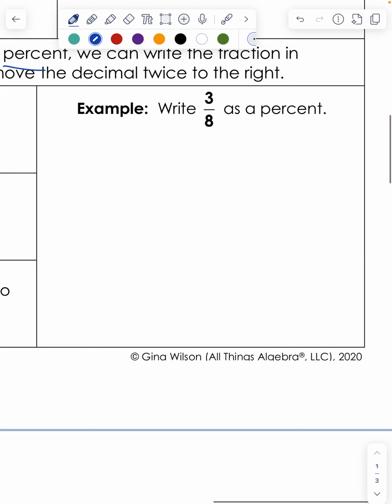So the first value is going to be write 3/8 as a percent. Well, it's already simplified, so we don't need to do step 1. Now I'm going to write my 8 as my divisor and my 3 as my dividend. I have my implied decimal place. 8 does not go into 3. 8 does go into 30, which is going to be 3 times. We subtract 3 groups of 8, which is 24. So then we bring down the 0.